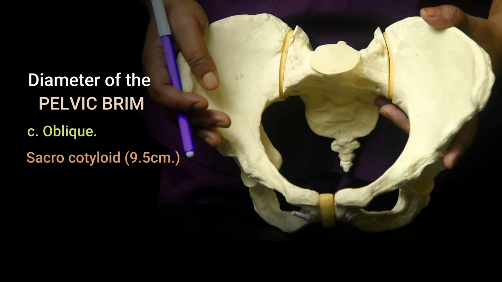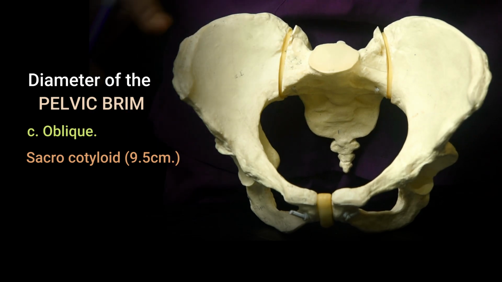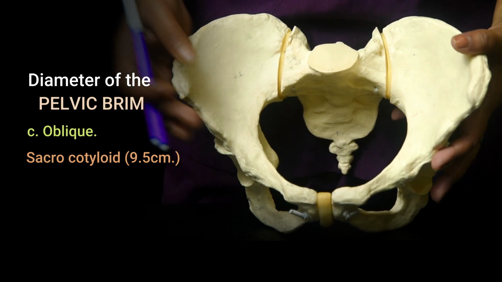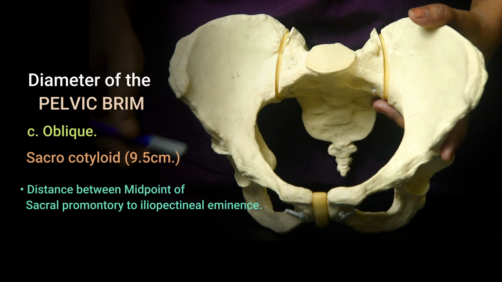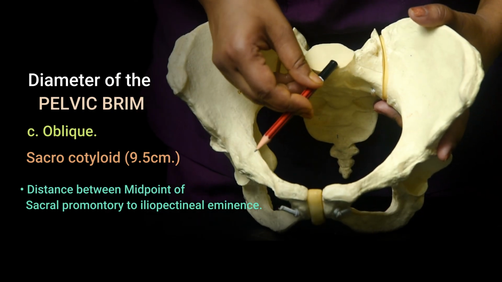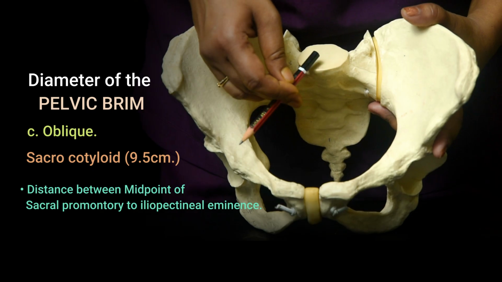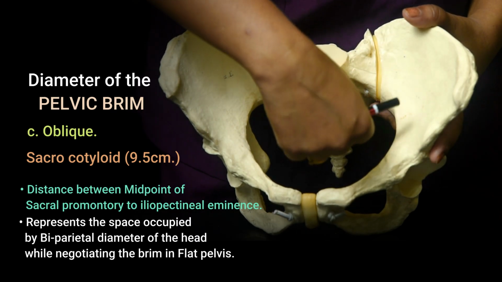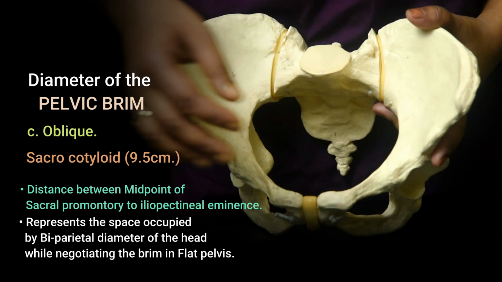Now come to the sacrocotyloid diameter, which is generally not discussed, but I want to discuss it with you because you have to know the details of the pelvis. This sacrocotyloid diameter is 9.5 centimeter, which is again an oblique diameter. This is important in case of flat pelvis. This is the distance between the midpoint of sacral promontory to the iliopectineal eminence. This is 9.5 centimeter. And it represents the space occupied by the biparietal diameter of the head while it is negotiating the brim in the flat pelvis. So this is the importance of it.